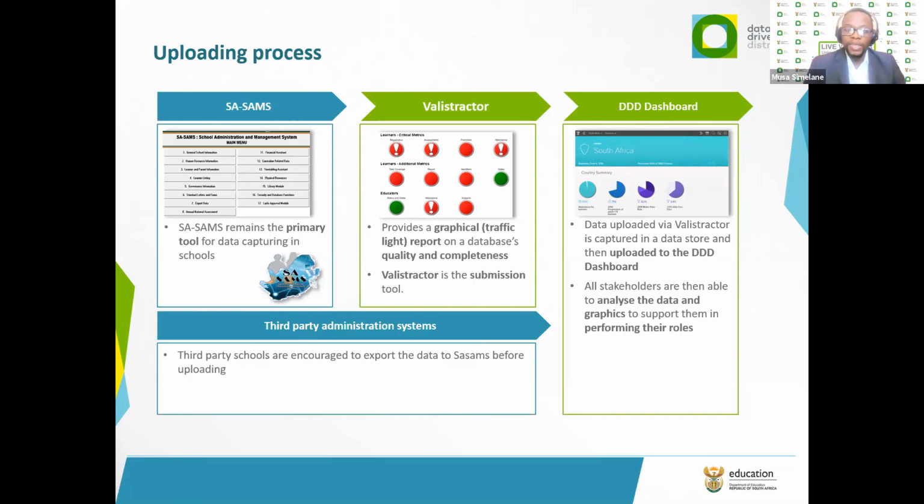So if something is changed or something is mistyped, if a learner had 50% average and we put it as 20% average on SASAMS, valistractor has no way of knowing this. Hence, it's very important that all of us be aware of the process and be aware of how we are submitting our data to the dashboard.